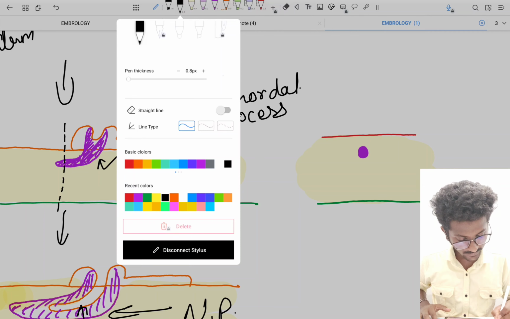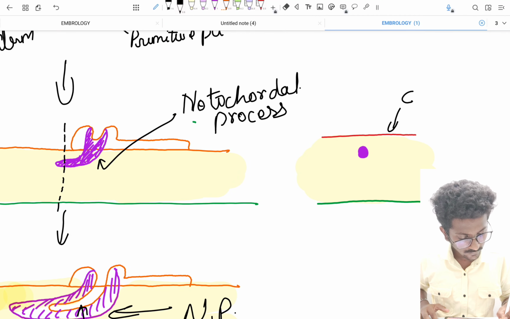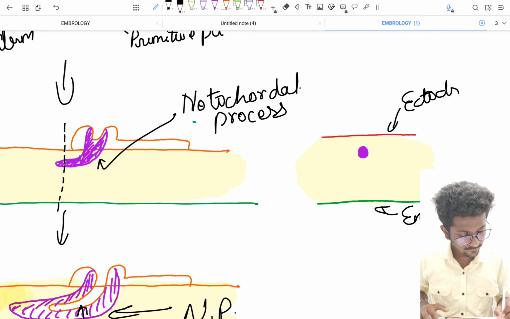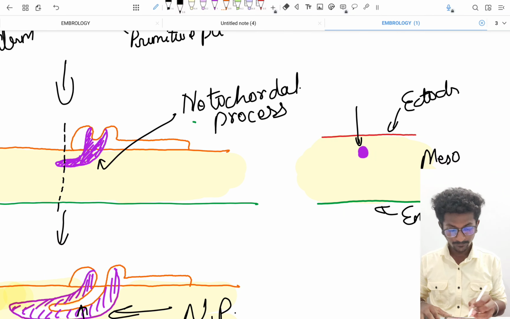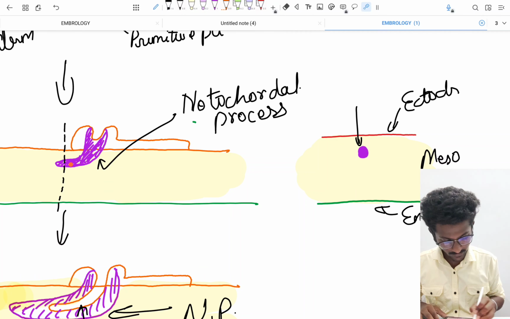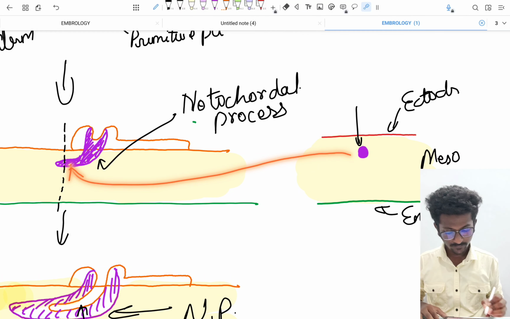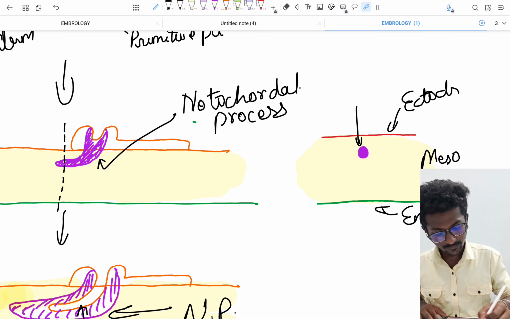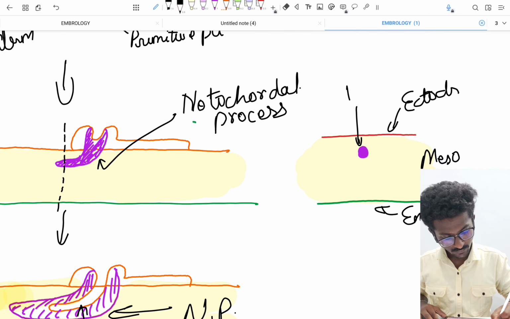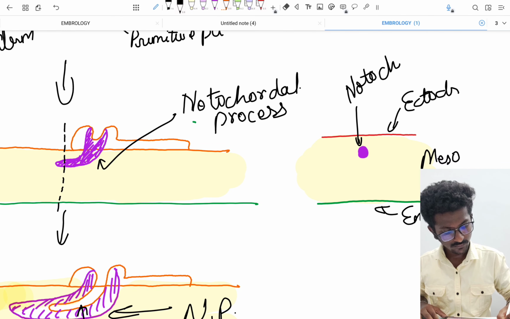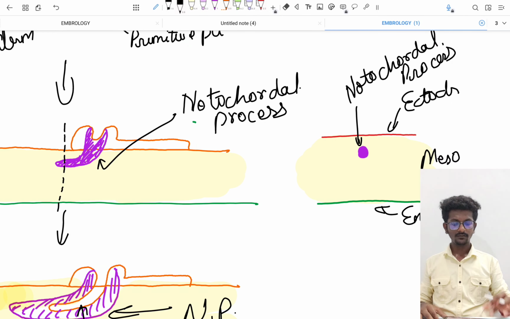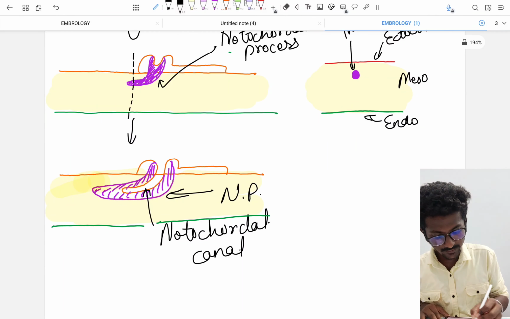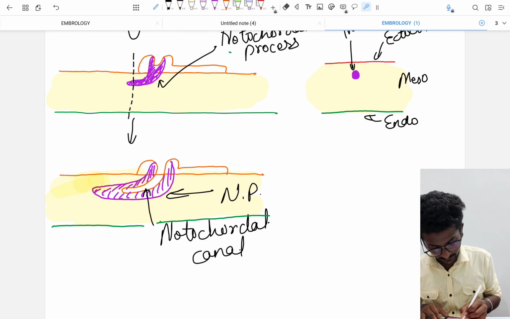I hope this is clear, guys. This is the ectoderm, this is the endoderm, this is the mesoderm, and this structure that you can see is the same thing that I have drawn over here. This is the notochordal process.